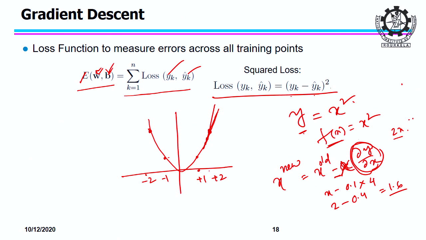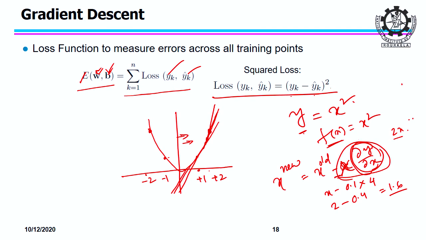Now, again you do the same thing. Essentially, if you see any slope on the right side, it will be a positive slope. Always you will get a positive slope there. If the slope is positive, then you have to go down, so it will reduce the value.